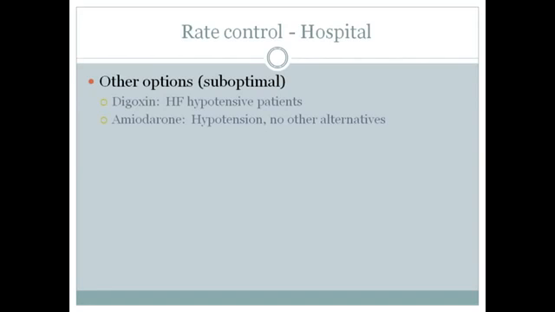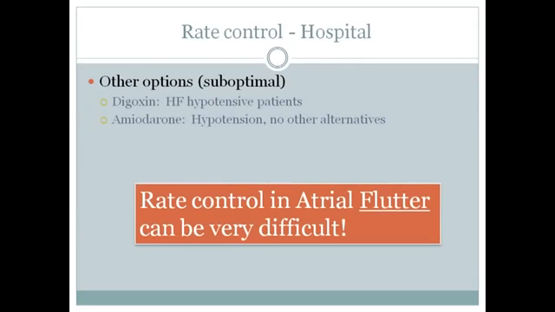Amiodarone is also not the first line. Okay, we only use it if we cannot use anything else, and in hypotensive patients, heart failure patients it is safe. No other alternatives. Not the first line. So, important point: rate control in atrial flutter can be very difficult. And has anybody, hands up, had a patient with atrial flutter that is on a couple of drips and medications, calcium channel blocker, beta blocker, and amiodarone, and still the heart rate is at 150 and does not go down? Anybody seen that? Hands up. Okay, that's flutter.